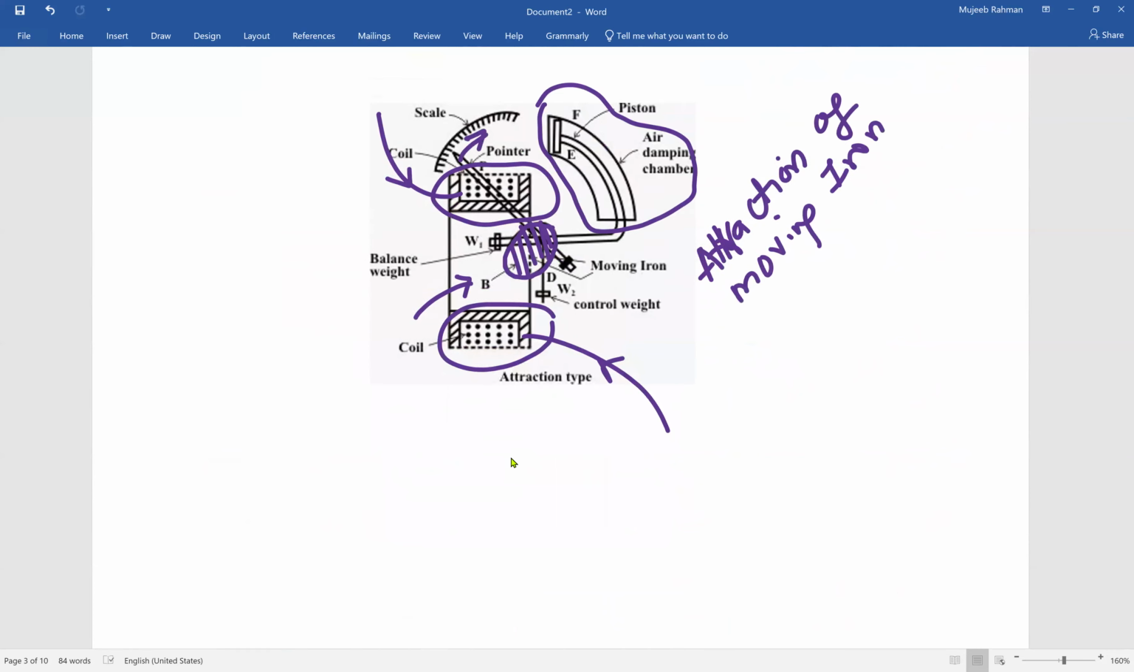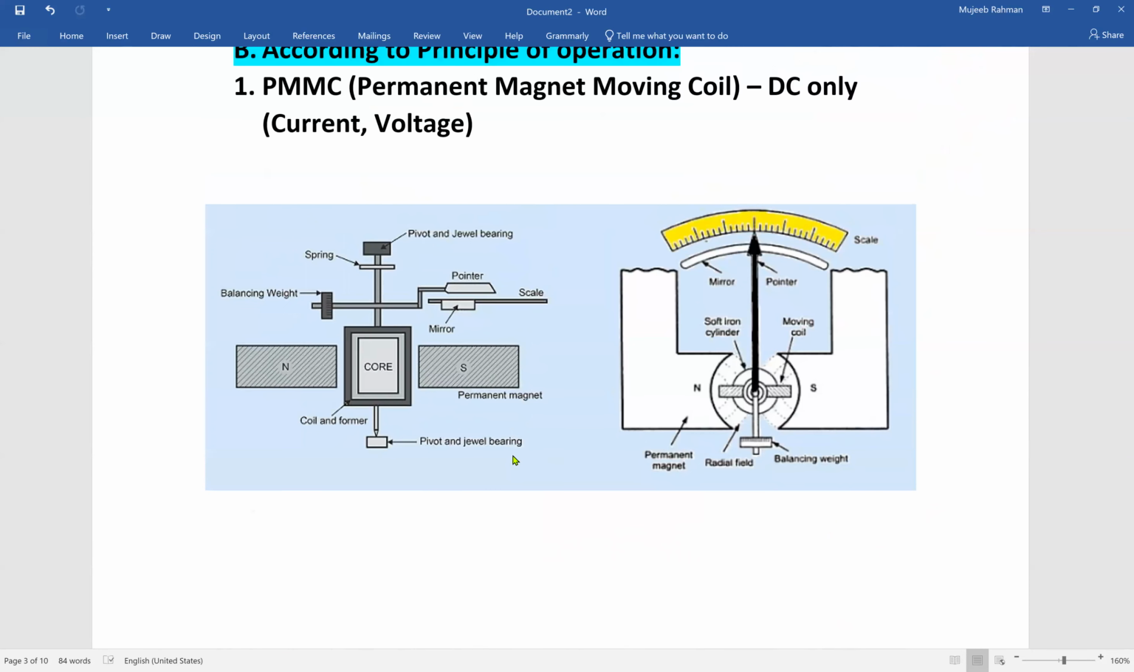In this mechanism also, we can find an aluminum former, and the aluminum former is acting as the eddy current damper, and there are control springs available, and these control springs provide the control torque. So the control torque is provided by the springs, and the aluminum former of the moving coil acts as the eddy current damper. These are the basic classification of different types of instruments.